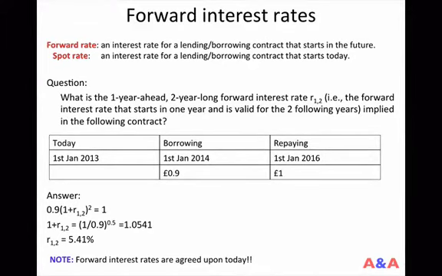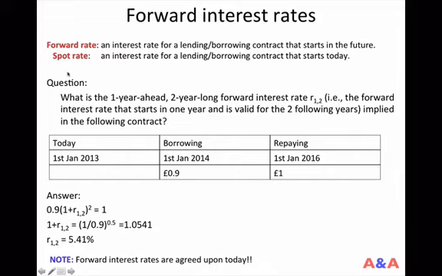Okay, today we study forward interest rates. The interest rates we have studied so far are all spot rates. So a spot rate is an interest rate for a lending and borrowing contract that starts today, on the spot. Forward rates, on the other hand, are interest rates for a lending and borrowing contract that start in the future, not today. So let's look at an example.